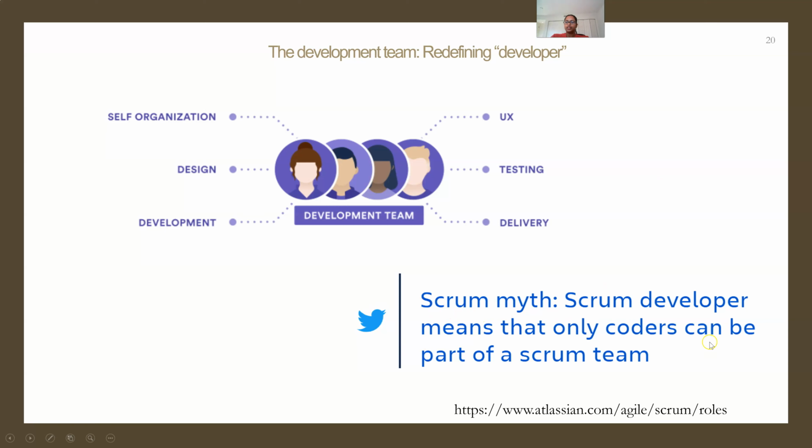So here, this was an interesting picture which I found, which says that the Scrum myth is that Scrum developer means that only coders can be a part of the Scrum team. As I have already mentioned, the Scrum development team doesn't necessarily consist of engineers. We can have designers, writers, etc.